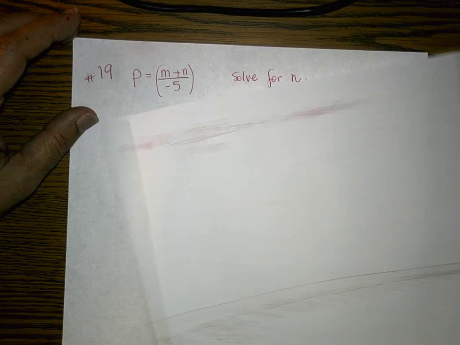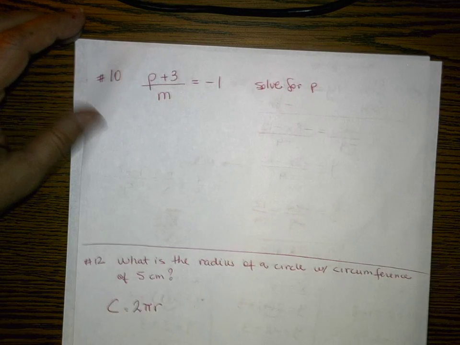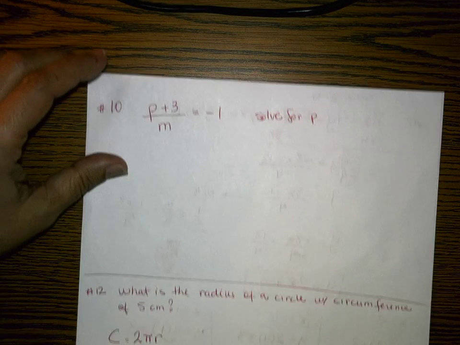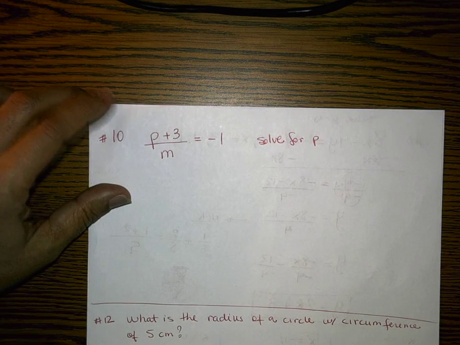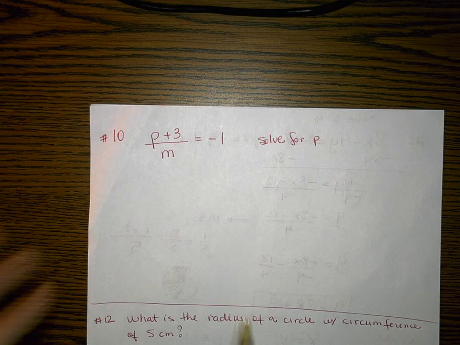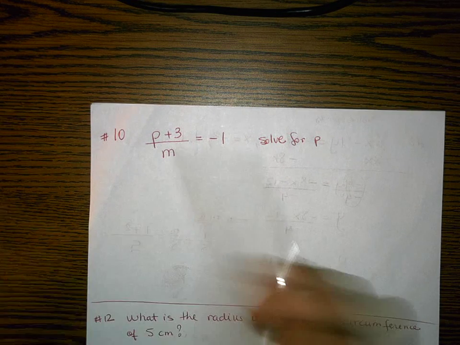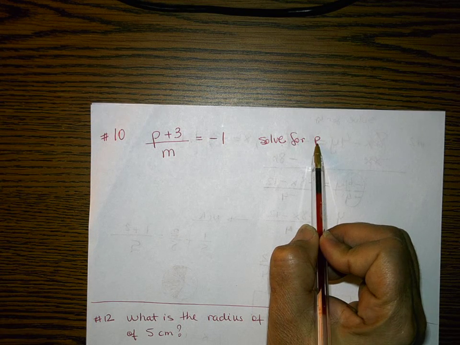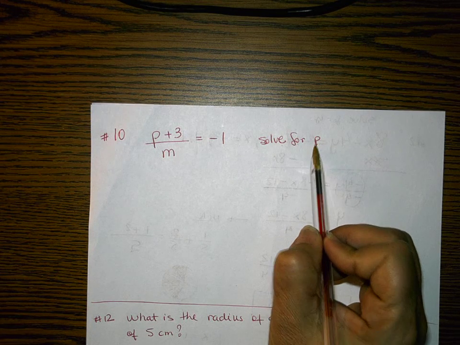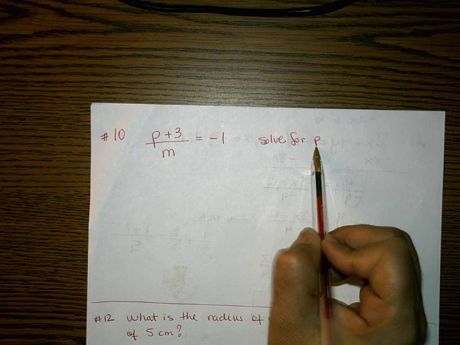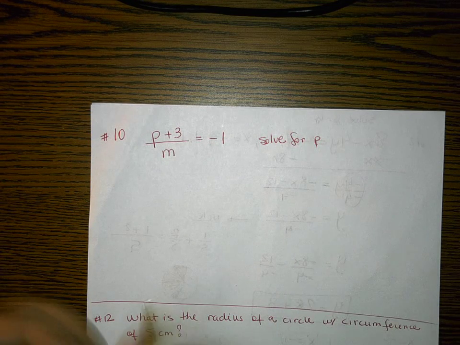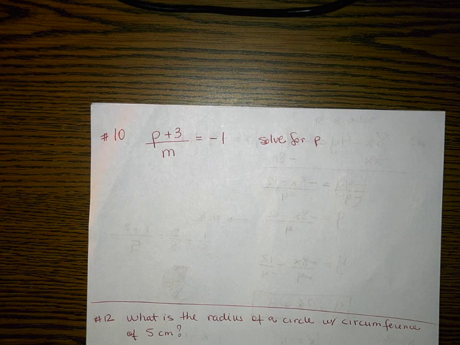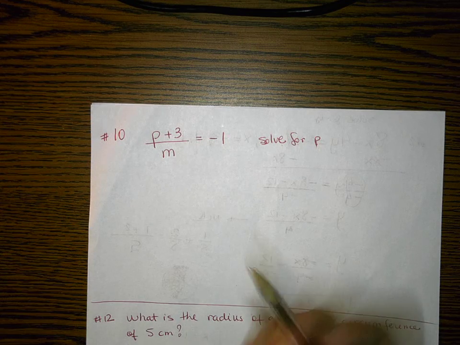Now let's take a look at number 10. Number 10 says, here's this equation. This is this literal equation. There's a bunch of variables, more than 2, and I want you to solve for p. In other words, they want me to get p all by itself. The only way to do that is to do inverse operations. So let's get rid of the denominator.